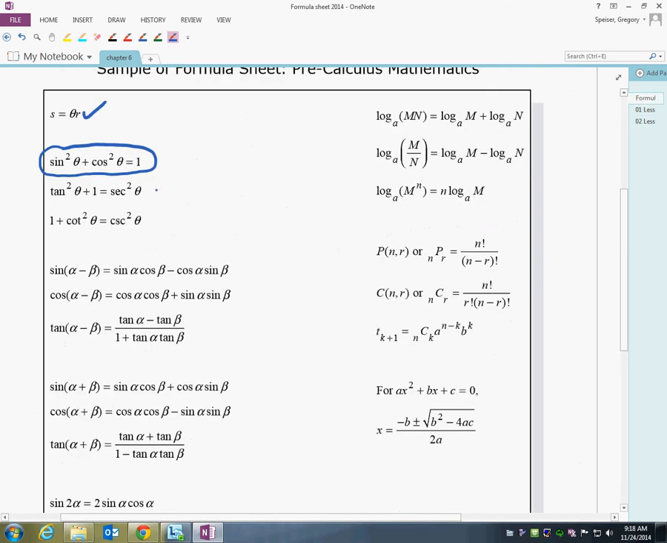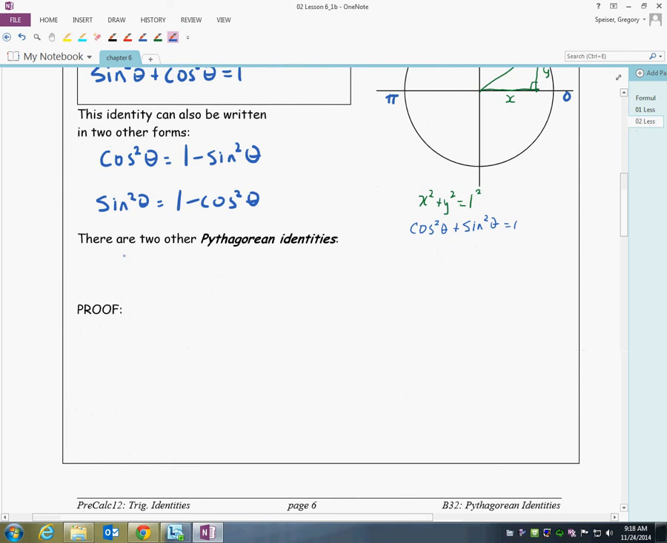Okay, there are 2 other Pythagorean identities, and you can see them from our formula sheet. So these are the next 2 that we're going to do. Tan squared theta plus 1 and 1 plus cotan squared theta. So we'll put them in here. So the first one is 1 plus tan squared theta is equal to secant squared theta. That's the first one, and the other one would be 1 plus cotan squared theta is equal to cosecant squared theta. So just a reminder that you don't have to memorize this. Okay, this is on the formula sheet.